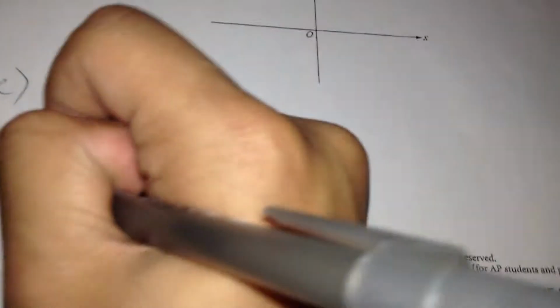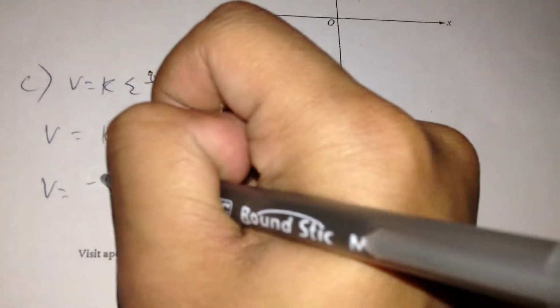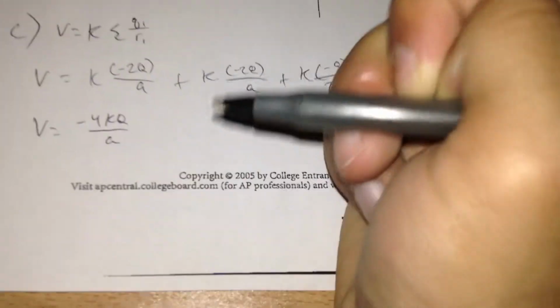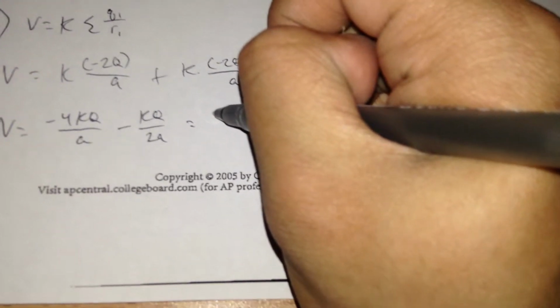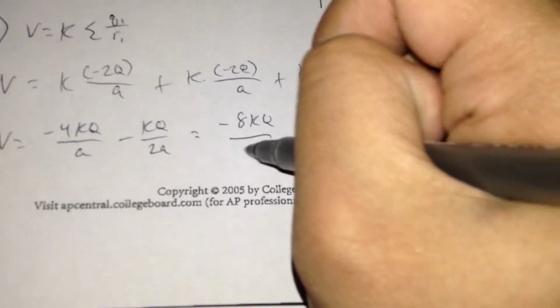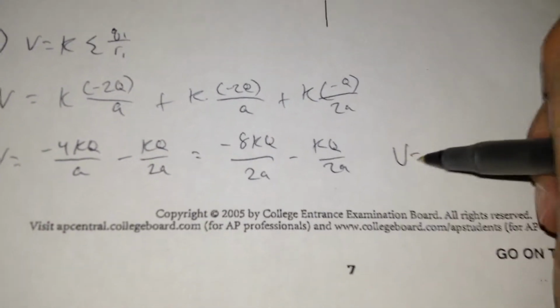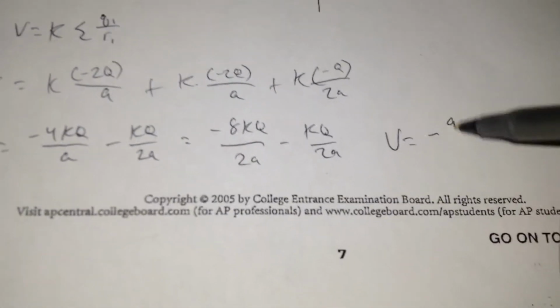Then you're going to end up with V equals negative 4kq over a minus kq over 2a, which is equal to negative 8kq over 2a minus kq over 2a. And your final answer will be negative 9kq over 2a.